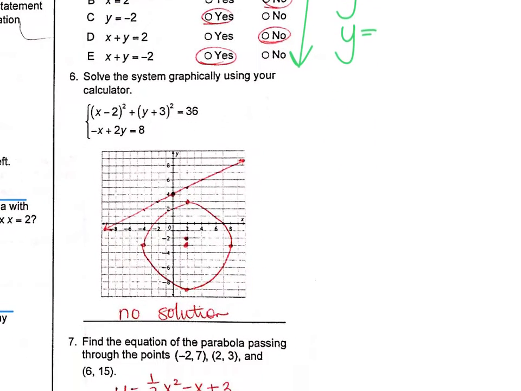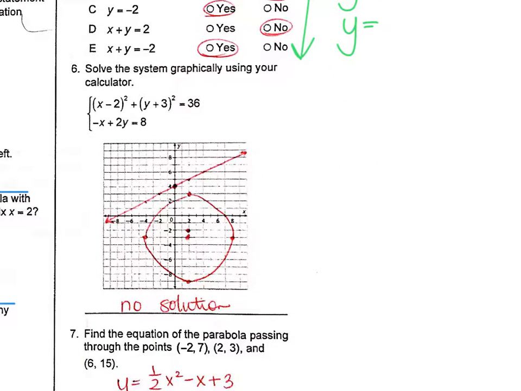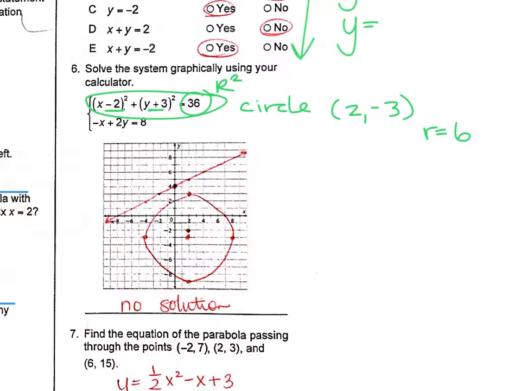All right, number 6, it says solve graphically. This one says using your calculator, and actually because it gives you a graph, it's easier just to do it by hand. Because these are both squared, I know that this is a circle. I can find my center here, which is going to be at 2, negative 3. And my radius, remember that's r squared, so my radius is going to be 6, which is how I got the circle you see below.